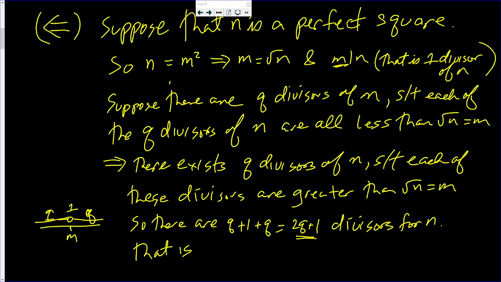That is, n has an odd number of divisors. And that completes this if and only if proof.